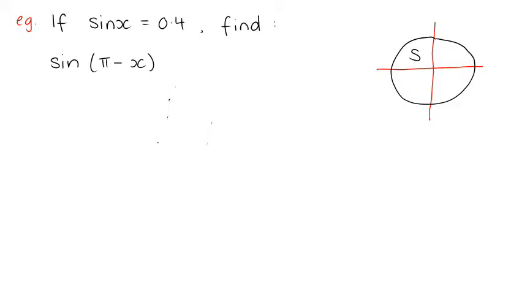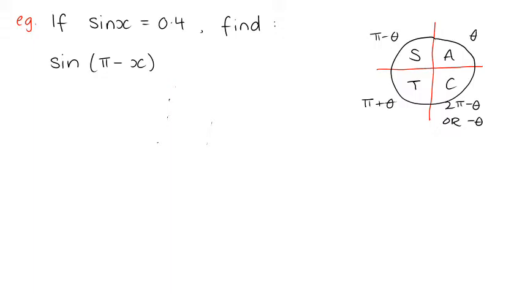Right, so, SATC. This was theta here. This one is pi minus theta. This one is pi plus theta. And this one is 2 pi minus theta, or negative theta.